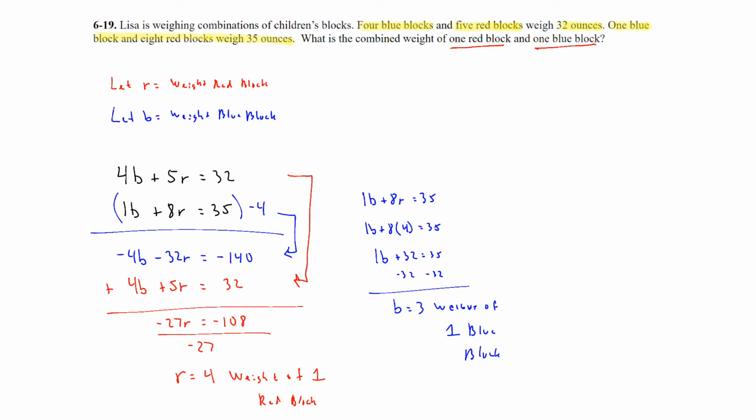Alright. Now the question doesn't ask how much a red block is and how much a blue block weighs. It asks what is the combined weight of each of them. So one red block is 4 ounces. And then one blue block is 3 ounces. So combined, that will give you 7 ounces.